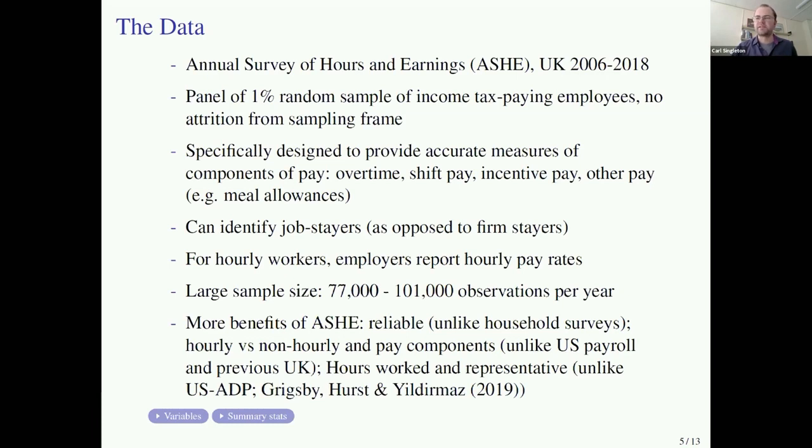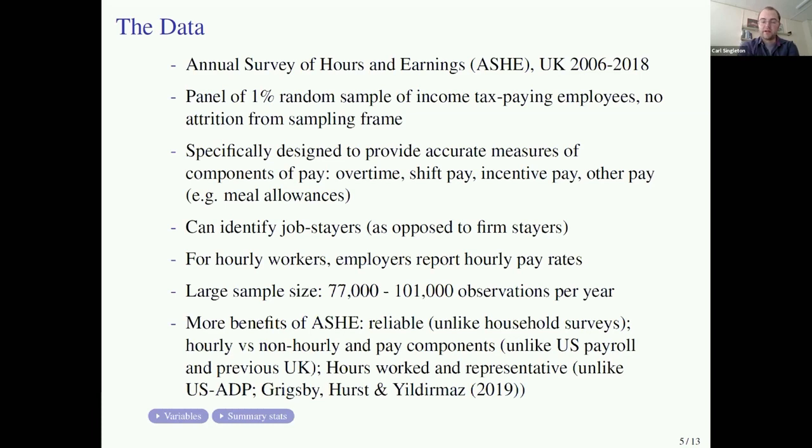That's important because for the question of is there downward nominal wage rigidity, there's no reason to be looking at workers who change their jobs or their occupations, because why would we expect there to be any downward nominal wage rigidity issues there for those workers? It's a large sample, so we have up to 100,000 observations per year in this sample period, and it also has several other benefits relative to these other data sets that have been used previously for this question.